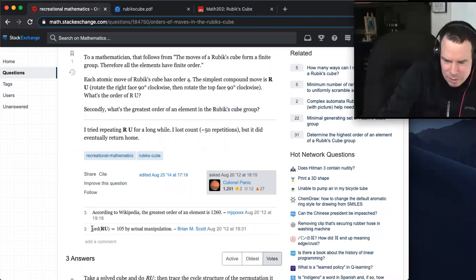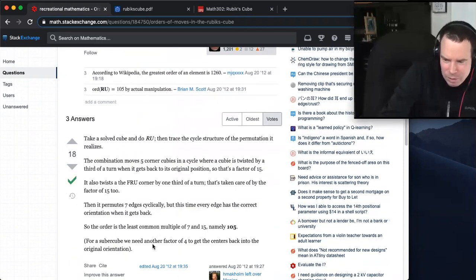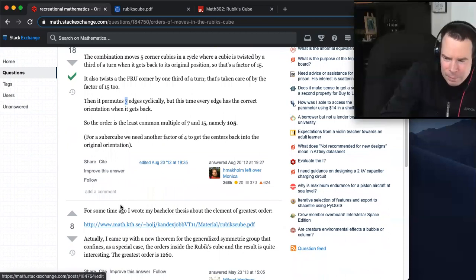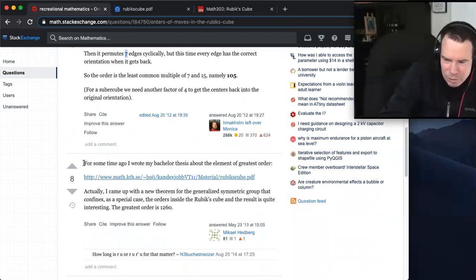So you can see here that someone says the order of RU is 105 by actual manipulation. Someone down here says there's something about 15 and 7 being factors of something, and you can get 105 that way. That's the way we're going to do it later today, so we'll see that. But this is what I wanted to bring your attention to.